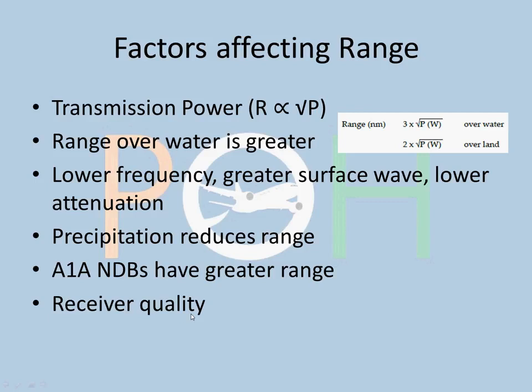Now A1A NDBs have a greater range because they are an unmodulated carrier wave, so that is why the range is better. Then again you need a BFO, both for manual tuning and also for identification and monitoring. And the receiver quality of course depends from company to company.